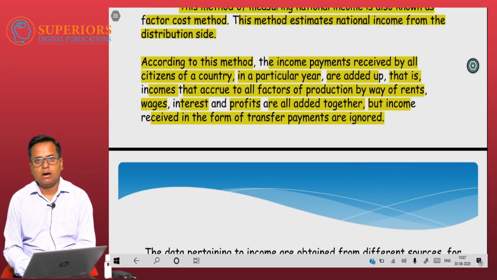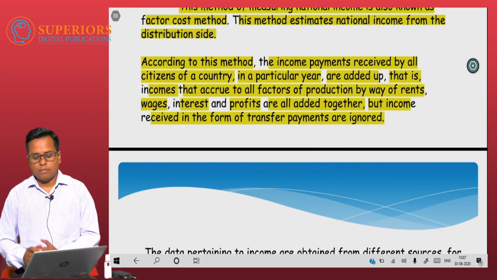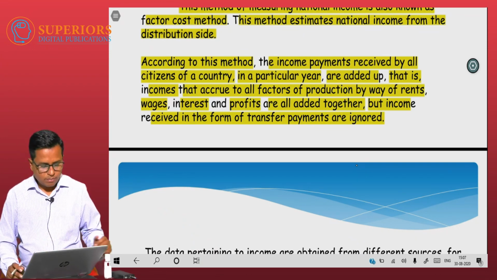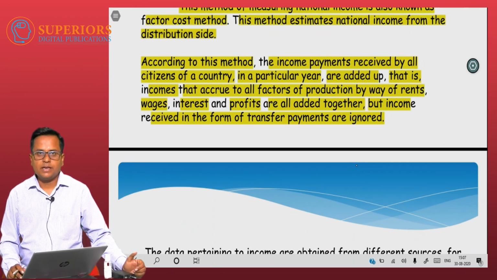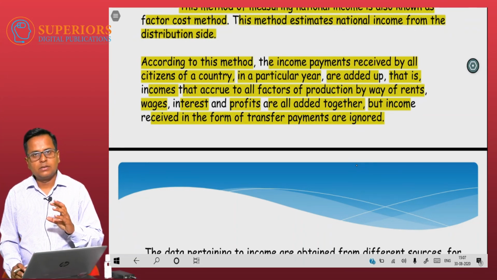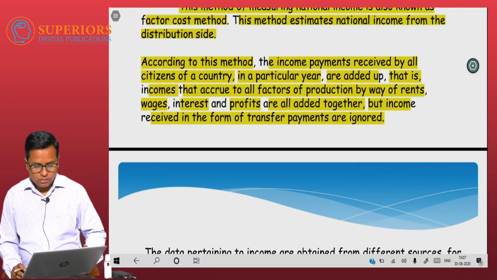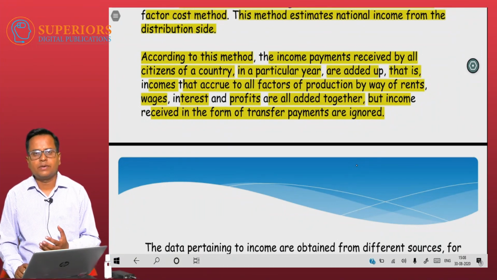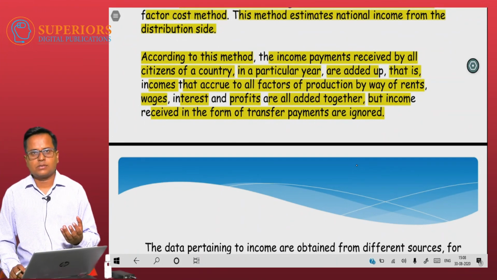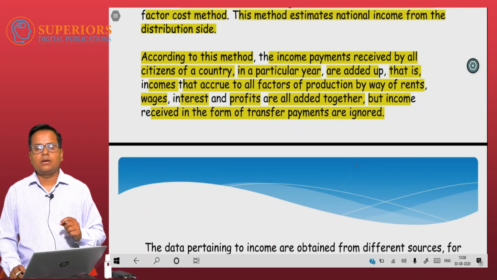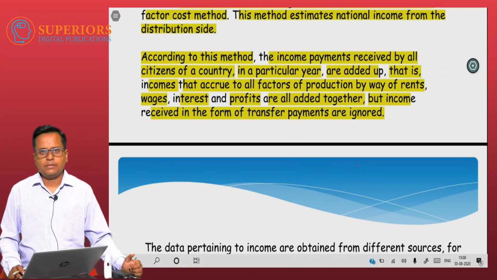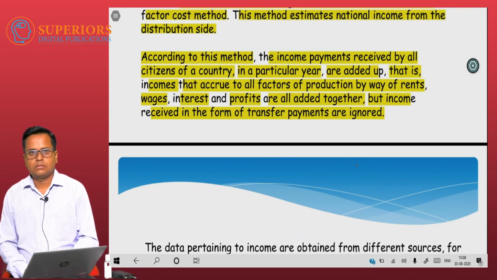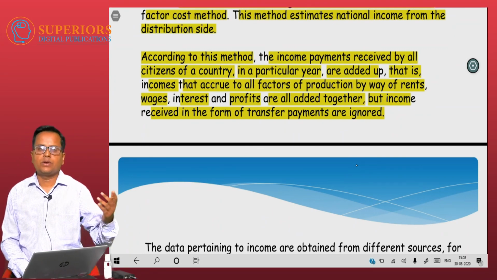Some of the people are earning income in the form of rent, wages, interest and profits together. That is called mixed income. Some people's income is mixed because their income is a mixture of rent, wages, interest and profits. For example, self-employed people. Why? Because they are supplying their resources to themselves. So they need not pay rent to any other person. They are working as a laborer, as a worker in their own business. Therefore, they need not pay wages to any other person.